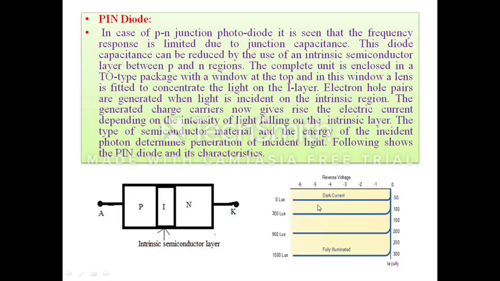So this figure shows reverse current characteristics, and these characteristics are known as the VI characteristics of the PIN diode. These characteristics are plotted between reverse voltage and reverse current, and from this characteristic it is clear that the reverse current of the diode is maximum for an intensity of 1500 lux, while it is less for 300 lux. Means reverse current is proportional to the intensity of light falling on the diode.